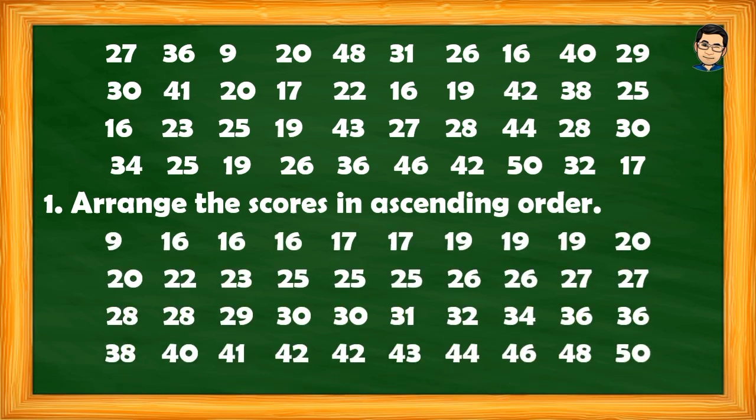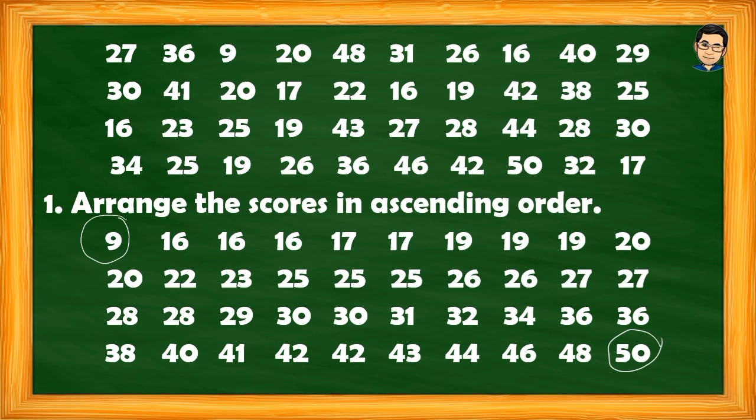Ayan, as you can see, sunod-sunod na yan. Makikita natin yung pinakamababang score natin dyan is 9. And then yung highest score natin is 50. Maaaring naka-perfect siya kung 50 items yung test. Ayan, ganyan lang po yung pag-arrange ng mga scores.